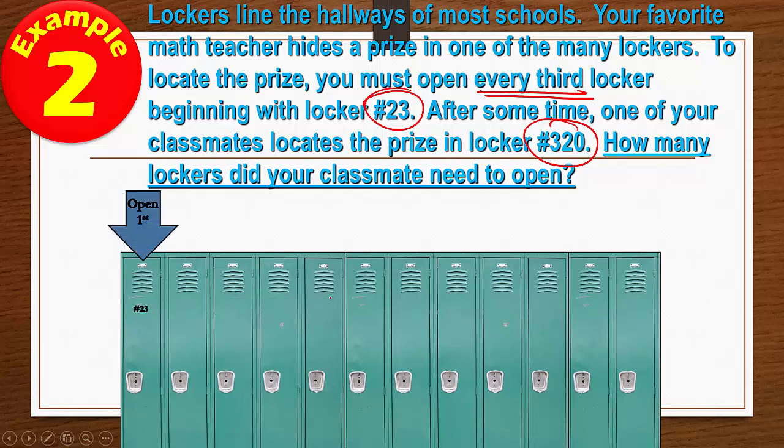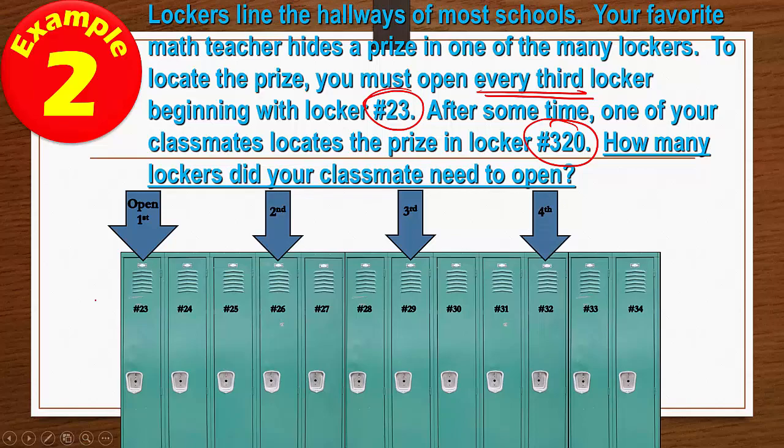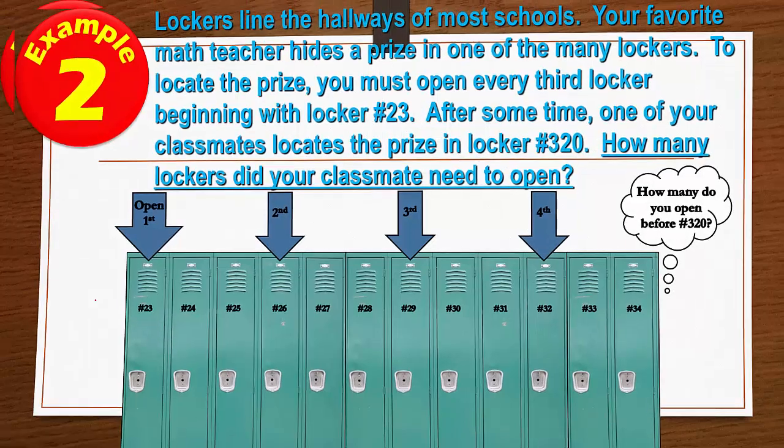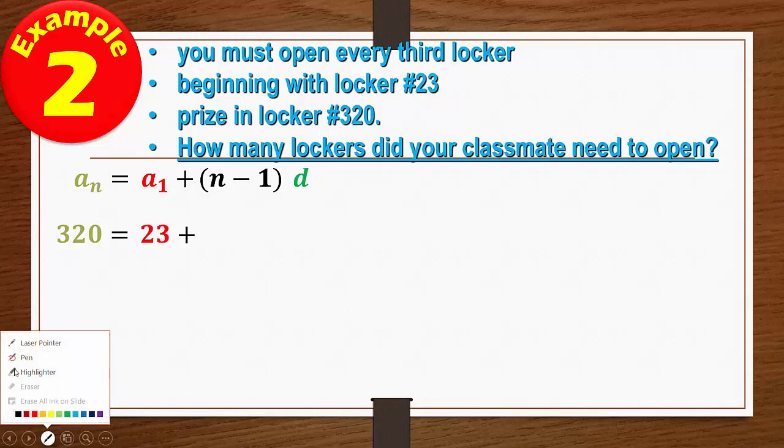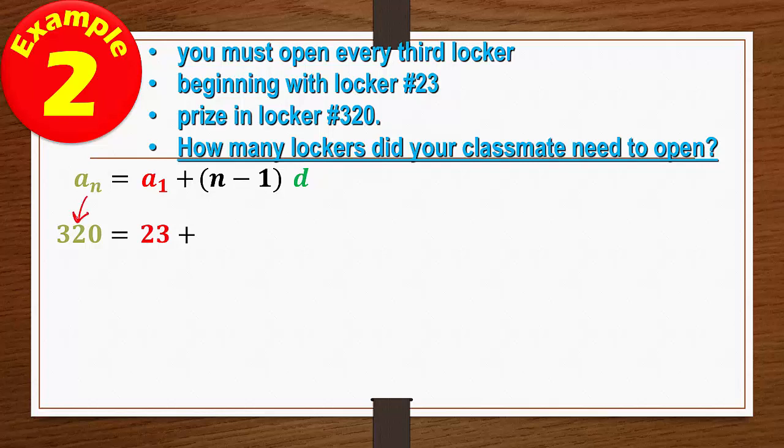So basically, opening first is number 23, and then every third locker, so 24, 25, 26 would be our second locker. And then 27, 28, 29 would be our third locker. 30, 31, 32, you get the idea. So how many do we have to open before we get to number 320? Well, we're going to start with our explicit formula. And remember that we started with 23. And we know that the prize was in locker number 320, which is why that is there.